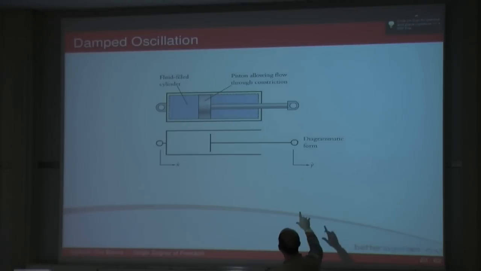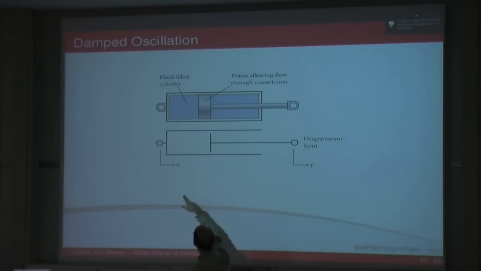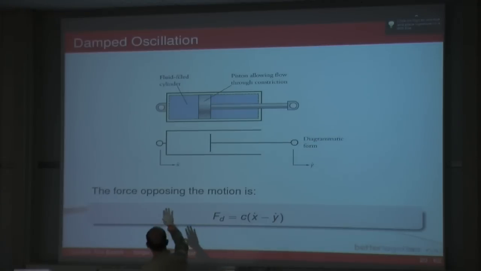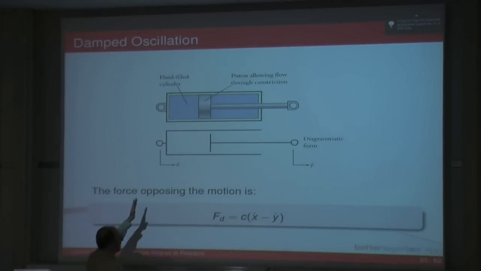That's represented schematically like this, a piston in a cylinder. Here I've got a velocity x and a velocity y, and it's the difference of those two multiplied by my damping constant c that will give me the damping force. Obviously if one part is connected to a wall, then it's just going to be the other part that moves.